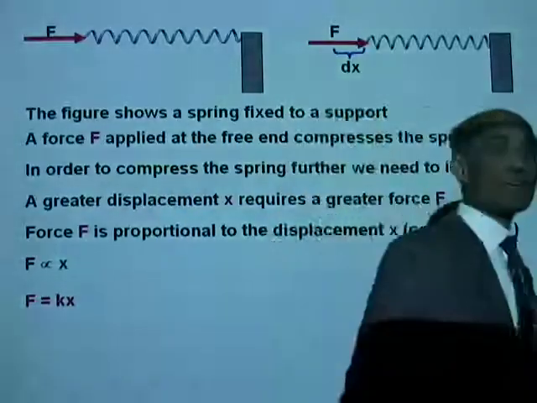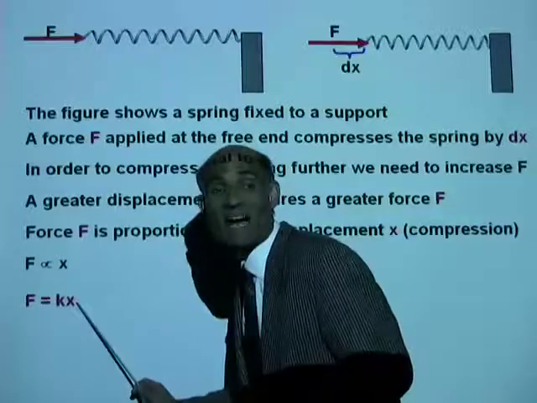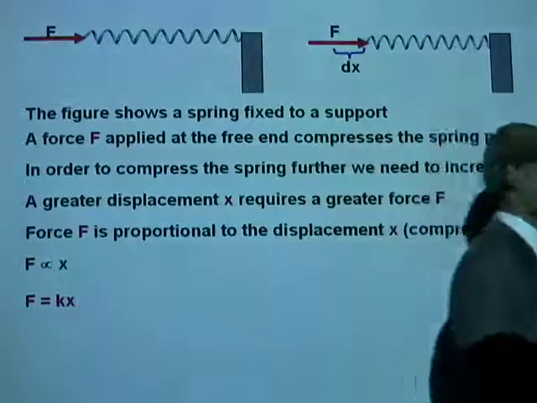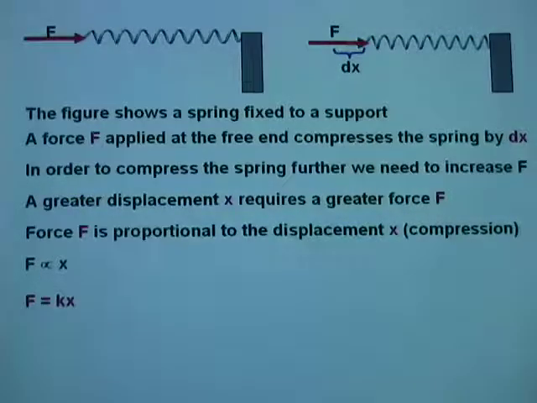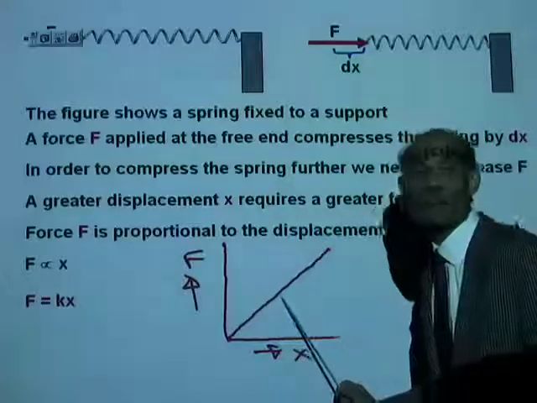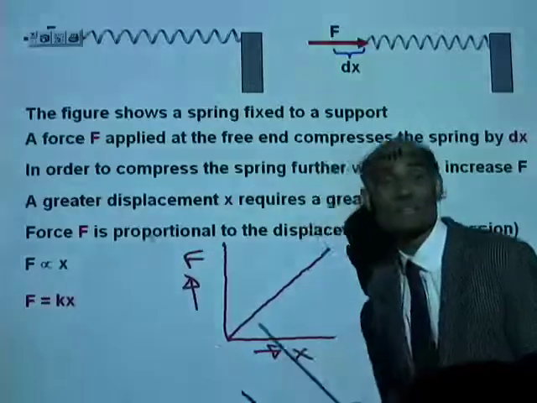So, tell me now, if I want to draw a graph of F on the vertical axis and x on the horizontal axis, what kind of graph will that be? Well, that graph will look like this. If I draw a graph of the force F on the vertical axis and displacement on the horizontal axis, it will be a straight line through the origin. Now, what will be the slope of this graph? The slope of this graph will be k, the spring constant.